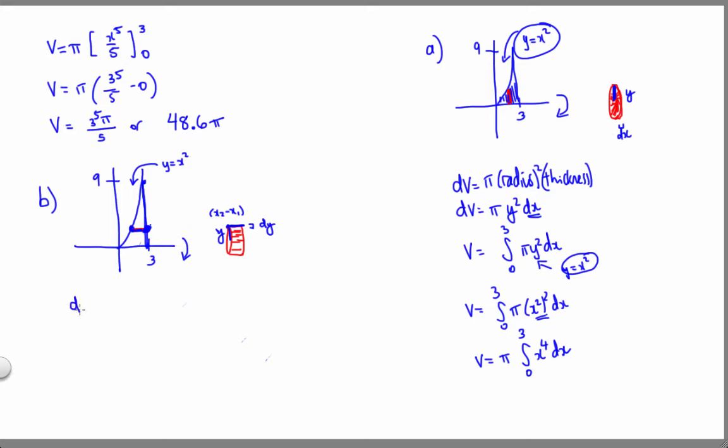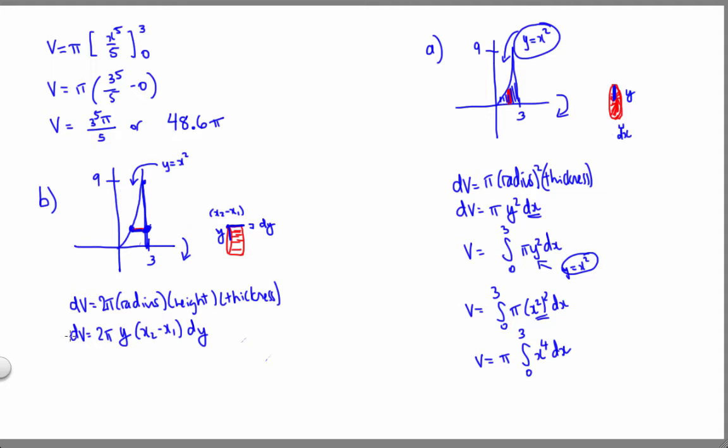Now, for the shell method, dV is going to be 2 pi times the radius times the height times the thickness, and that represents the volume of this hollow shell here. So let's plug in. So we'd have 2 pi times y times x2 minus x1 times our thickness dy.